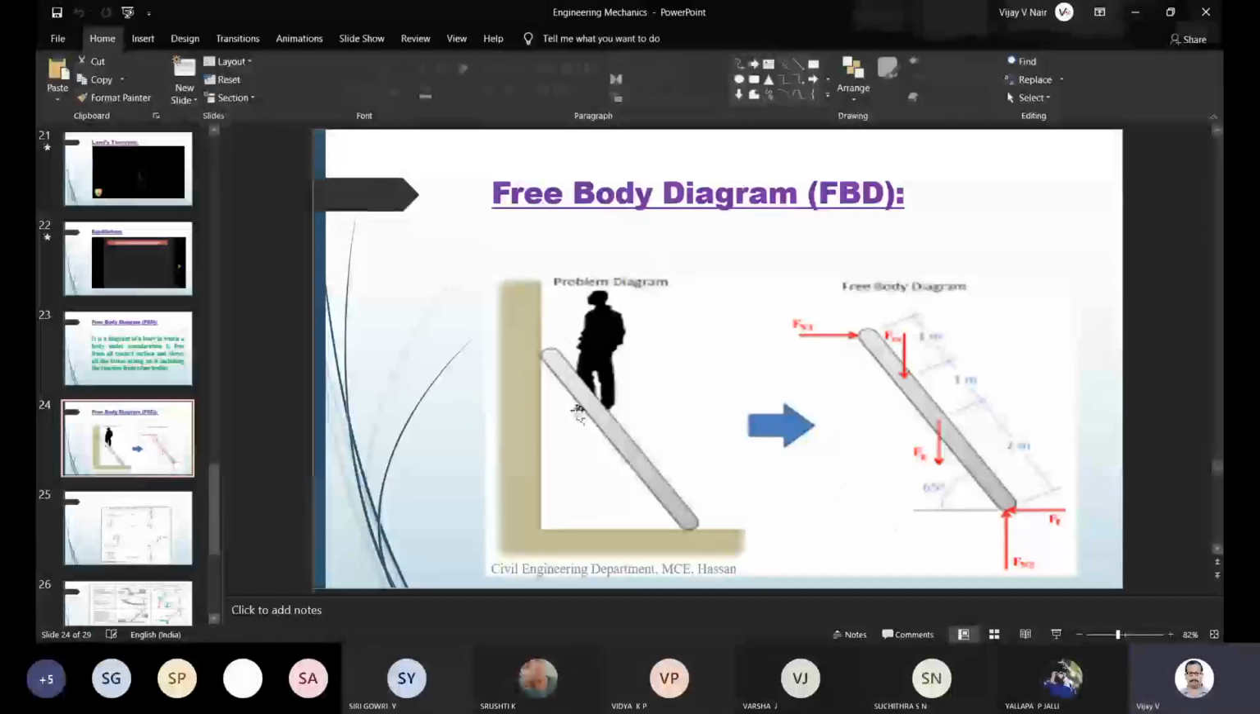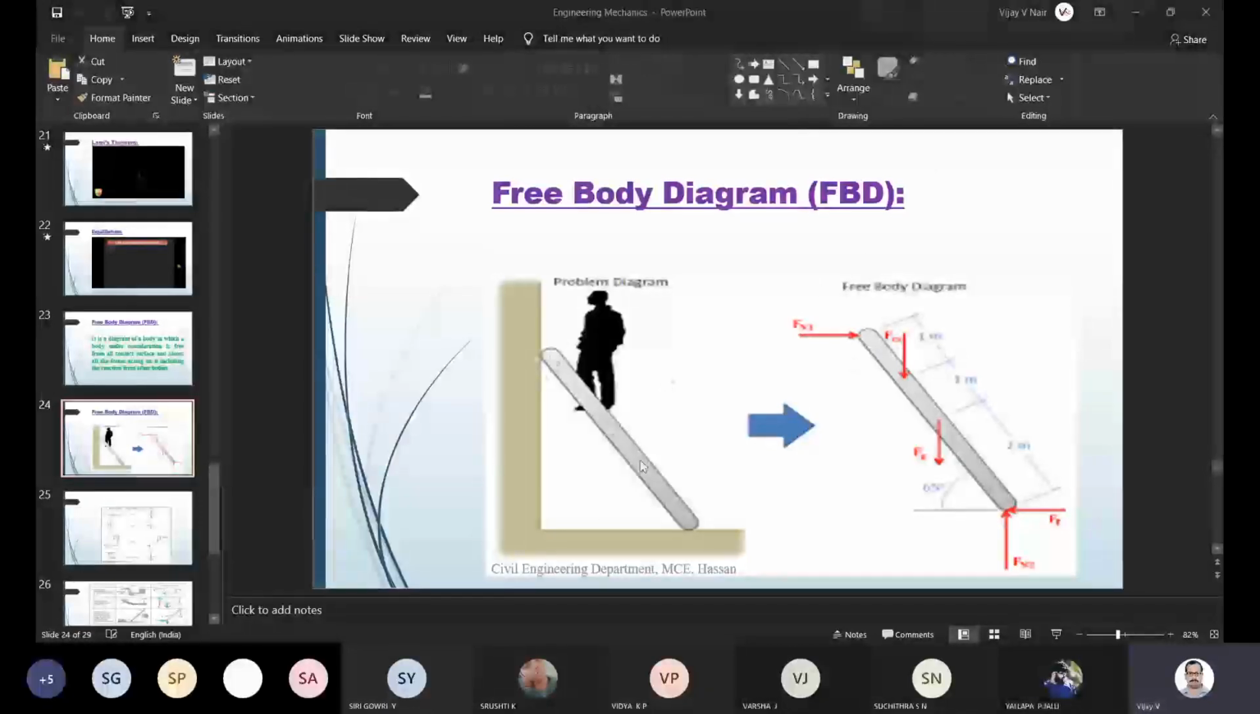As you can see here, this is again the same thing represented. A person is standing on the ladder, and this scenario is converted into a free body diagram here. The length of the ladder is known, so we place a ladder here, and instead of a wall and floor, we just keep the reactions offered by those bodies. In this case, this is the place where the person is standing, so you convert the entire body weight of the man into a point load.